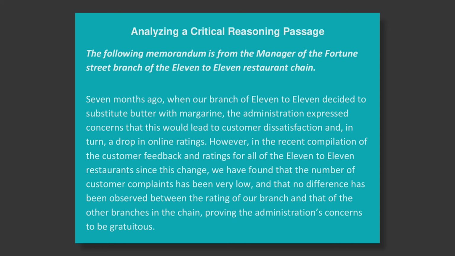Now, they substituted something with something else, and the administration expressed concerns. Why did they have concerns? They thought that customers would be dissatisfied, and that would lead to a drop in online ratings. So they're making a change, they're substituting something, and as a result, people think that there's going to be customer dissatisfaction, which is going to result in a drop in online ratings. What happened then? However, in the recent compilation of the customer feedback and ratings for all of the 11 to 11 restaurants since this change, okay, we have a contrast coming up. We haven't seen it just yet, but what do we know?